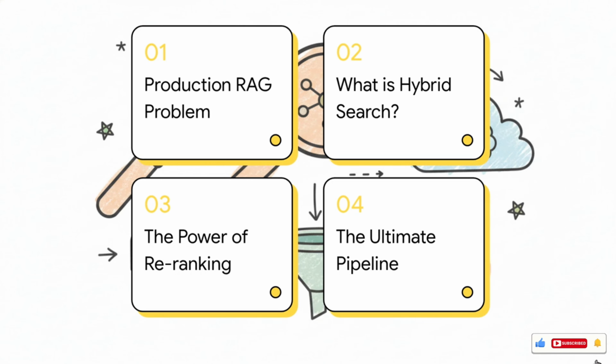Okay, let's dive into this. Here's our roadmap for today. 1. The production RAG problem. 2. What is hybrid search? 3. The power of re-ranking. And 4. Building the ultimate pipeline.